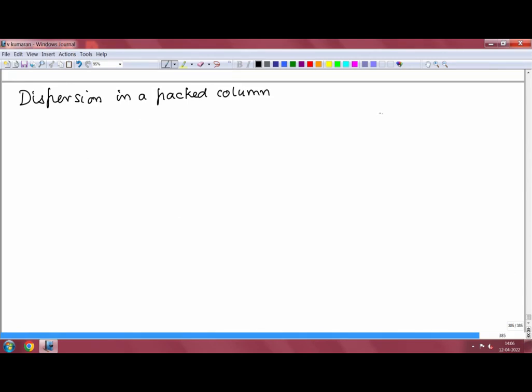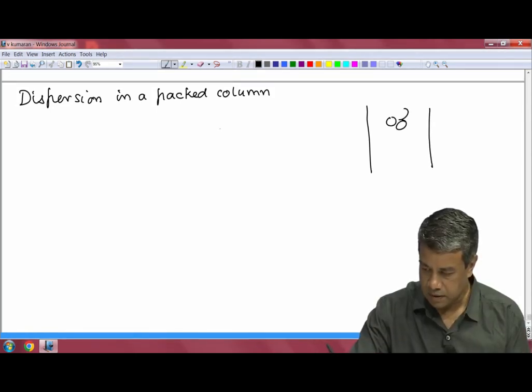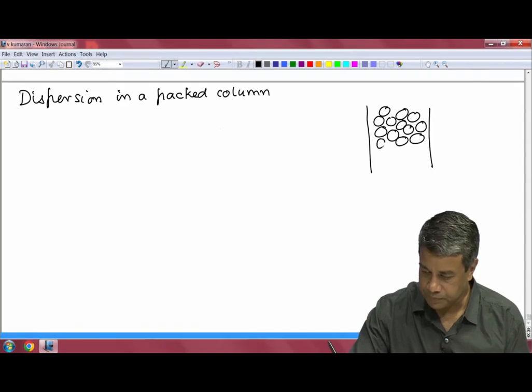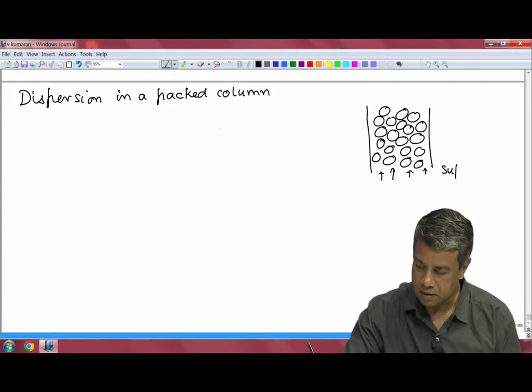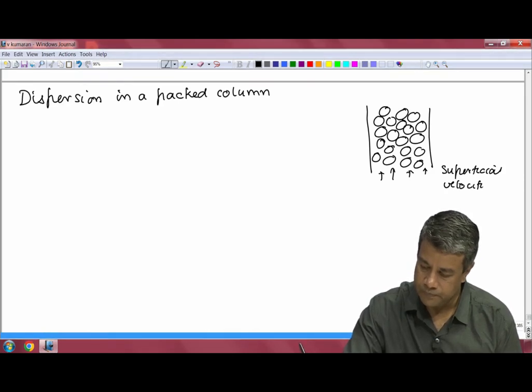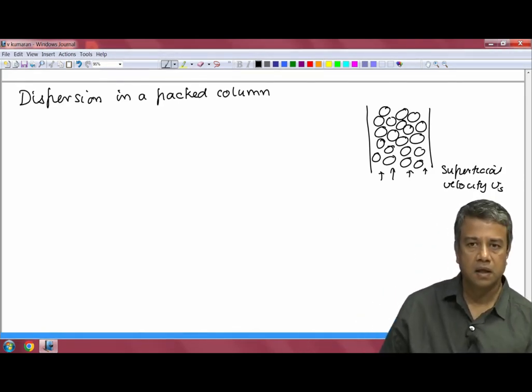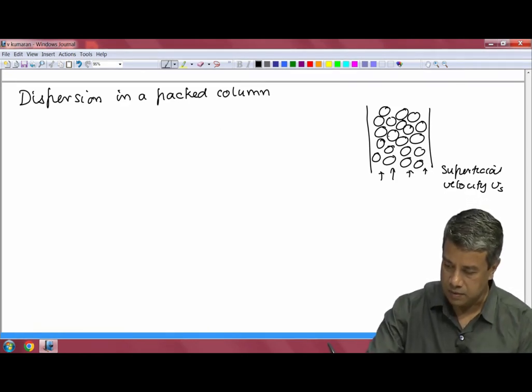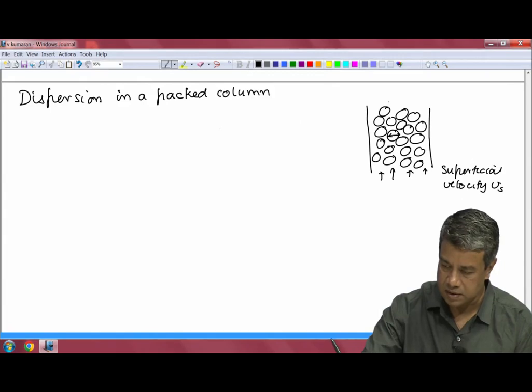Okay. So, if you recall, we had discussed the packed column earlier. It consists of a column densely packed with particles. These particles could be of any shape, through which the fluid is forced through with a superficial velocity Vs, and the diameter of the particle, or the equivalent diameter, was dE.